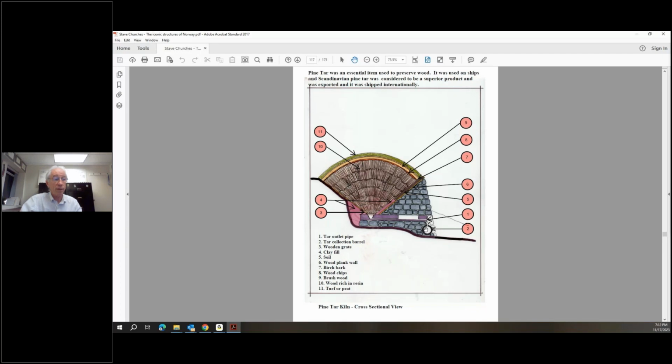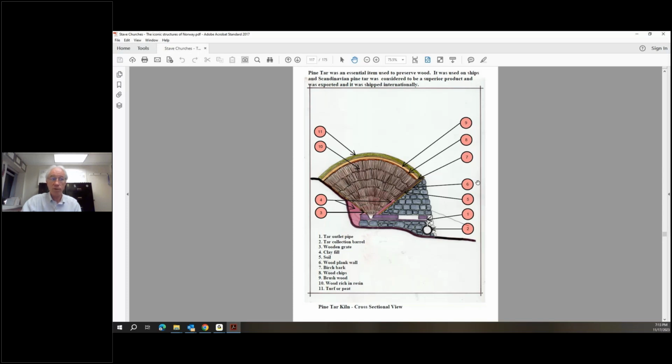All right. This is carved into the side of a hill, and the very base and the side walls here would be done in stone. Birch bark lines this to make sure that when it's cooked down, the pine tar goes down to the grating, and it's covered with wood chips, which are burned. That's really all the flame is, and then it's covered in sod or peat.